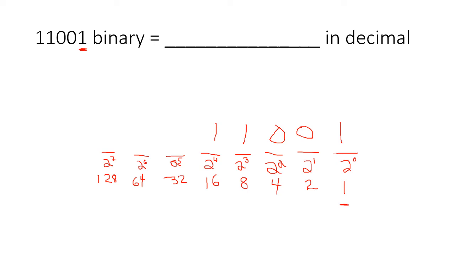So now what we have to do is add up the values where the ones are. So we need to add 16, 8, and 1. So 8 and 6 is 14, plus 1 is 15. Carry the 1. 25. So 11001 in binary is equal to 25 in decimal.